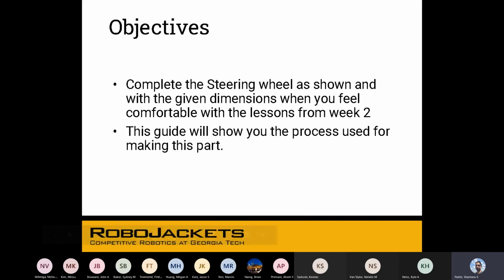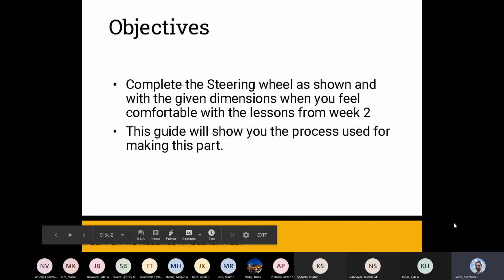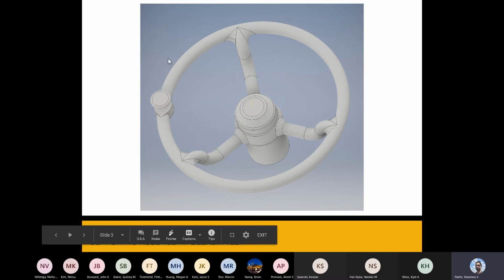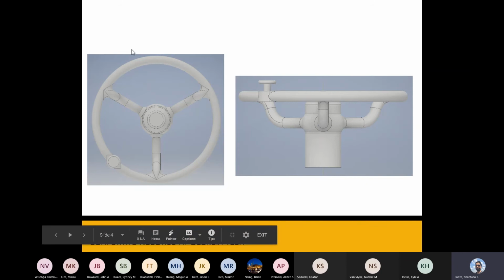So this week we're gonna make a steering wheel. We might use a few lessons from week 2. And this is the sort of wheel we want to make. It's got these 3 spokes, it's got the central part, and the wheel itself. And it's got this sort of knob over here. This is what it looks like from the top and from the side.